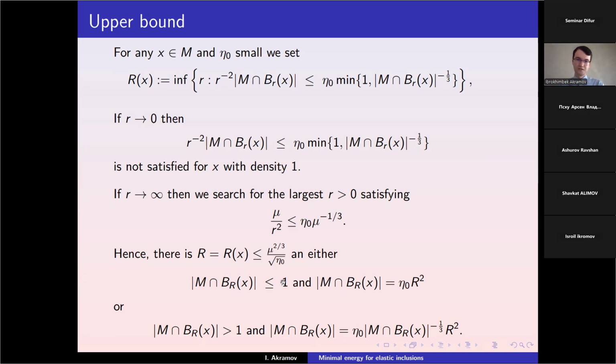So we are splitting into two cases. If this is less than 1, then we have 1 as the minimum. Then we have this one. If this is bigger than 1, then we have the minimum as this term, which is the measure of M intersected with B(R) to the power of 1 over 3.